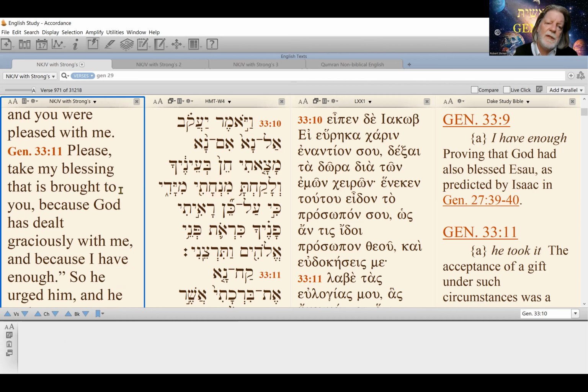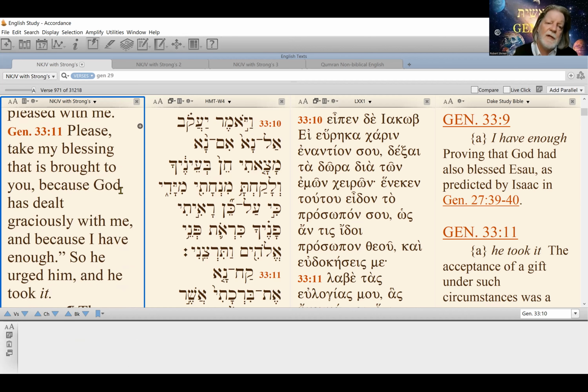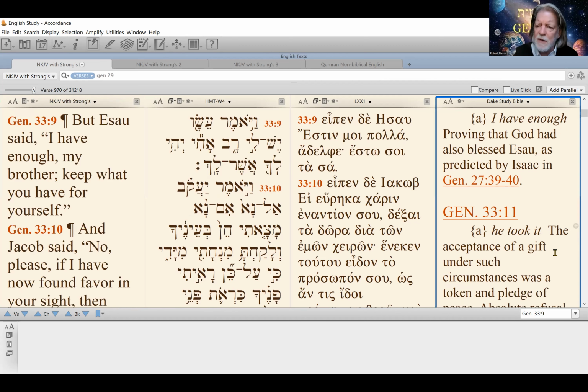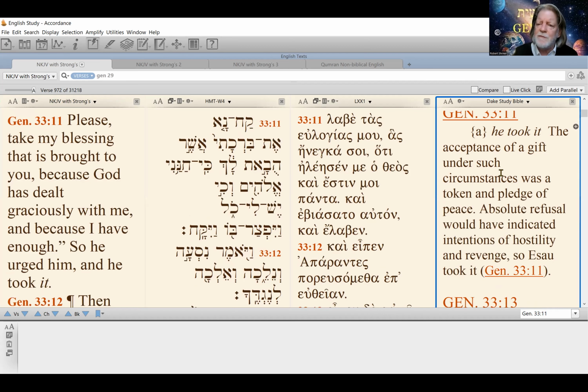So eventually he convinces Esav, please take my blessing that is brought to you, because God has dealt graciously with me. God's made me rich because I've done finances his way. I've walked a life of faith, and because I have enough. So he urged him, and he took it. Now, Dake says here in his notes that the acceptance of a gift under such circumstances is a token and pledge of peace. Isn't that interesting? Absolute refusal would have indicated intentions of hostility and revenge.